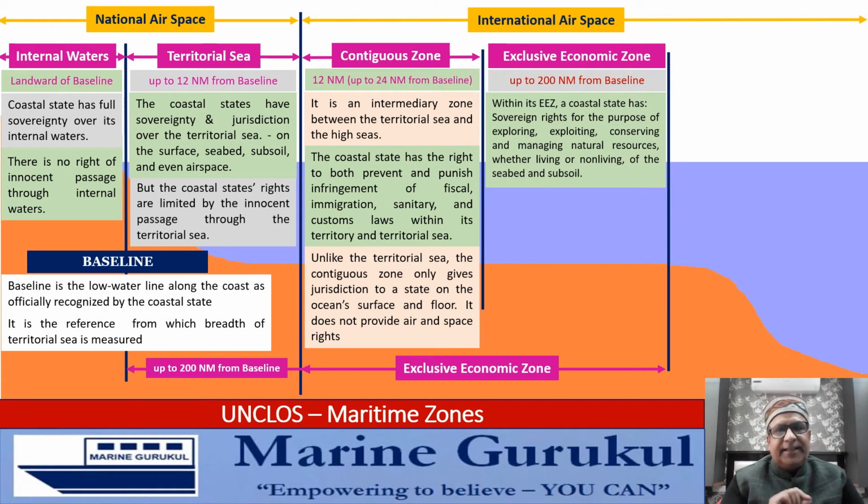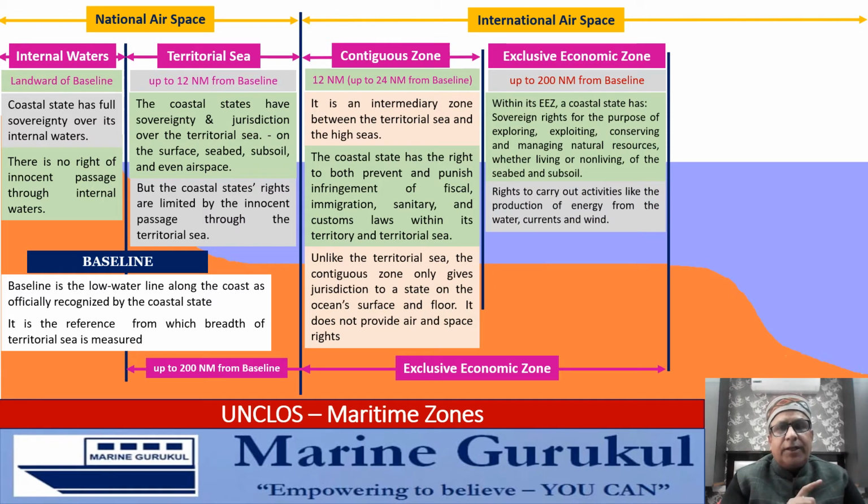Within the EEZ, a coastal state has sovereign rights, absolute rights, for the purpose of exploring, exploiting, conserving, and managing the natural resources. So these sovereign rights are only limited for certain purposes. And these natural resources could be living as well as non-living, could be at the seabed or subsoil. So the sovereign rights of the coastal state are only limited to exploiting, exploring, conserving these natural resources.